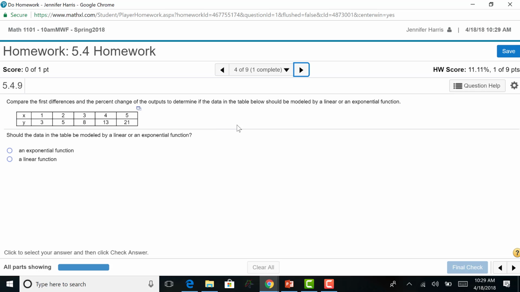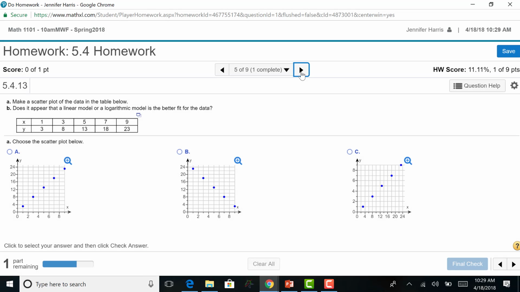All right, the next one is still wanting you to do the first difference and then do the percent of change. What's exponential? EXPR. Thank you.